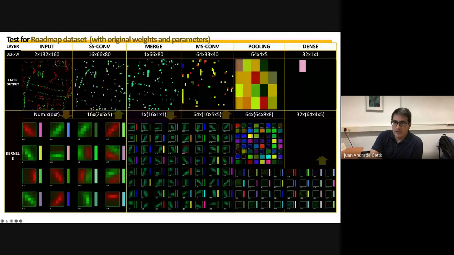And then from there, you will get the pooling. And when you combine the pooling of all these events, you will get a dense estimate of the direction of motion. This was using the roadmap dataset that I showed. And this was using the rotational disk dataset that I showed.